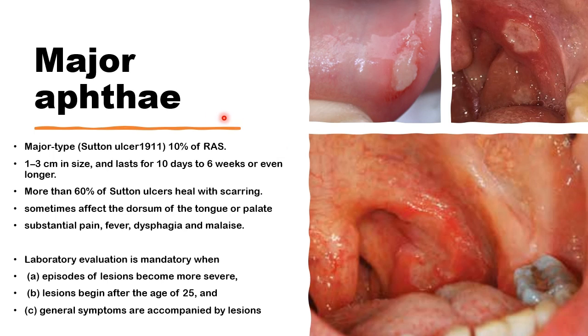Sometimes the major aphthous ulcers could affect keratinized as well as non-keratinized areas of the oral cavity, including the dorsum of the tongue and the palate as well. They can be associated with considerable pain and malaise and difficulty in swallowing. Laboratory evaluation would be required if the episodes become very severe, if the lesions begin to show after the age of 25 years, or when there are general symptoms accompanying the lesions like fever, malaise and lymphadenopathies.